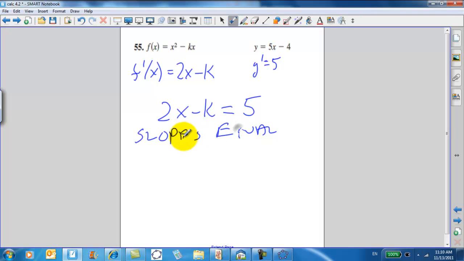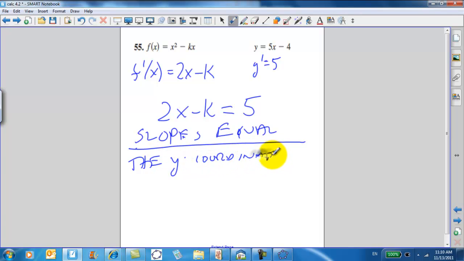But to have a point of tangency, we also have to have the y-coordinates equal. So the y-coordinate here is x squared minus kx, and that's got to equal the y-coordinate over here, 5x minus 4. Now with those two equations, I think we've got something going here, because 2x minus k equals 5, and x squared minus kx equals 5x minus 4. Maybe we can even get rid of the k up here, or get rid of the x for that matter, and get solutions for k. So let's take a look.